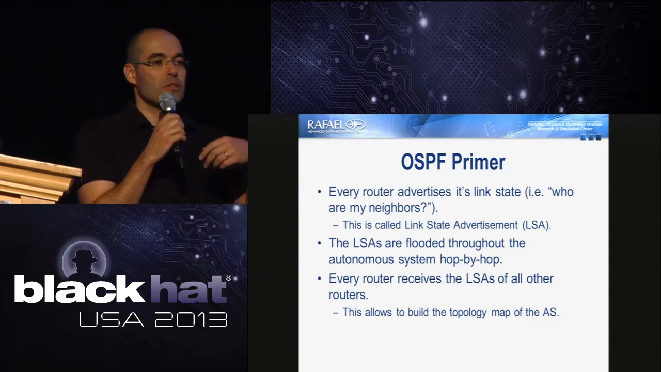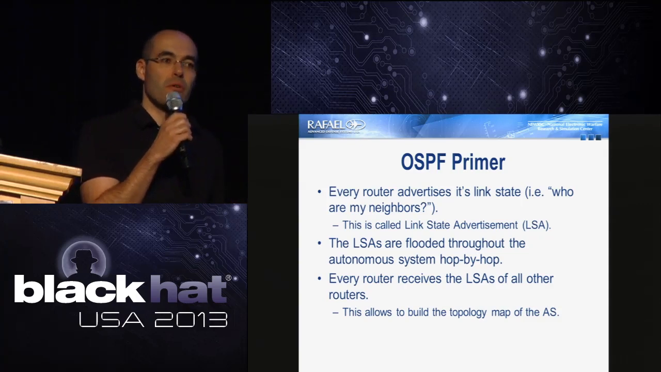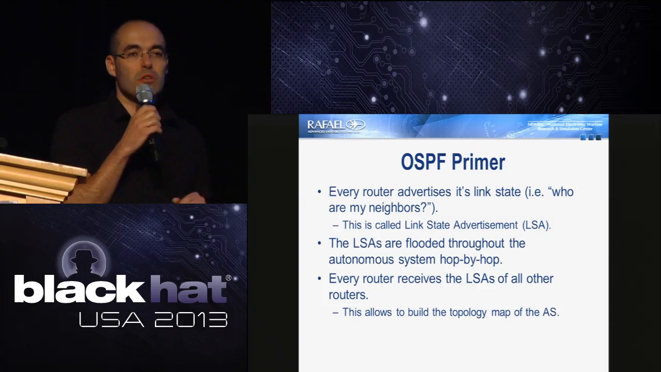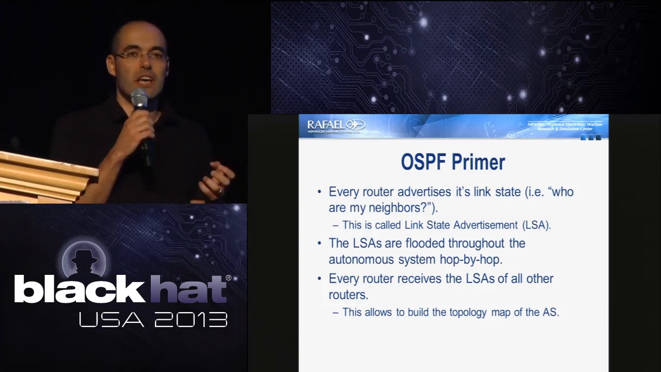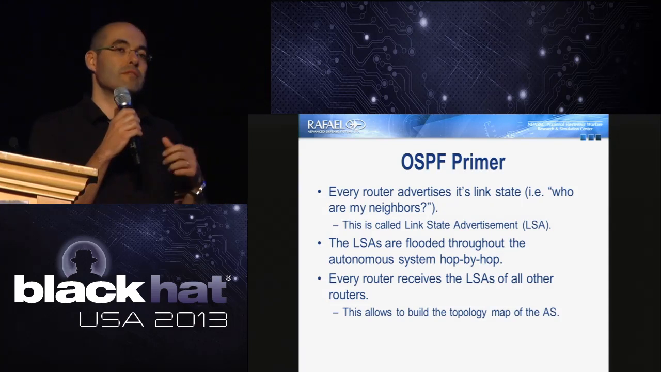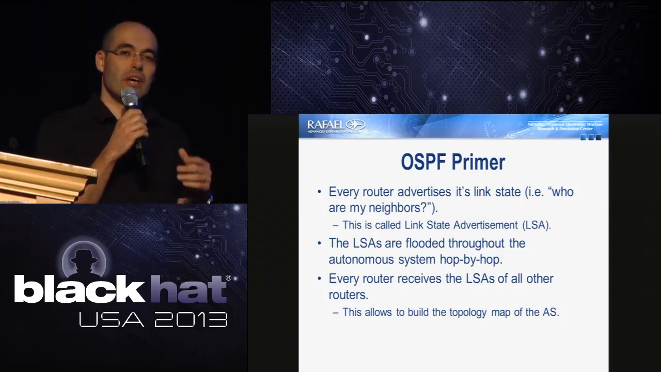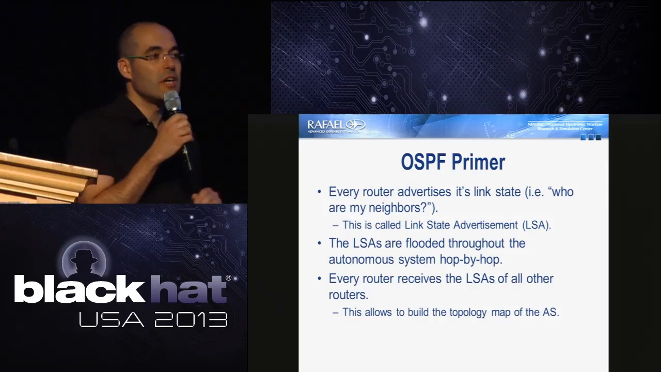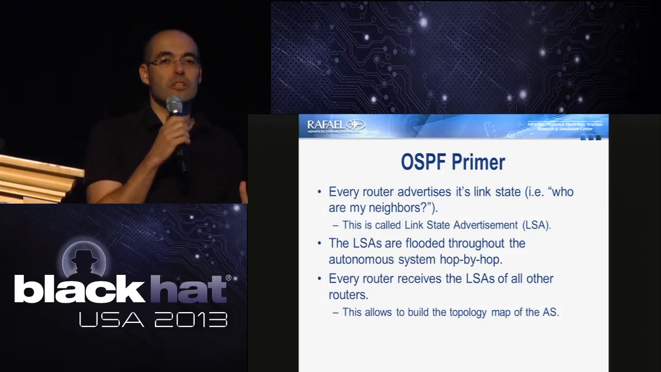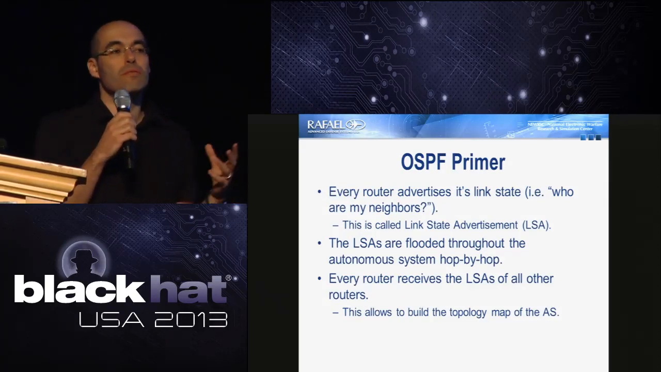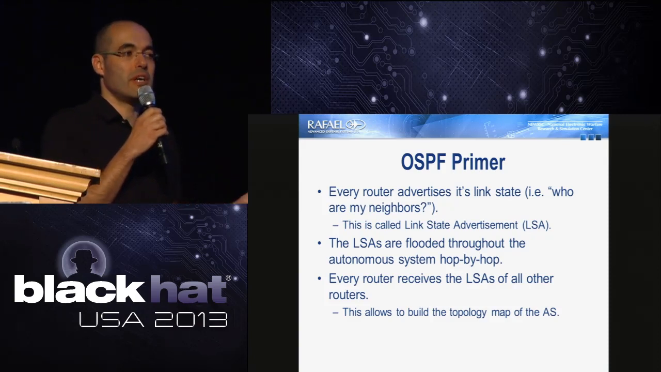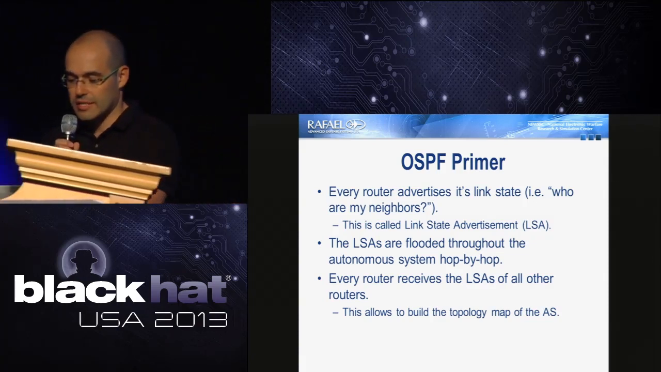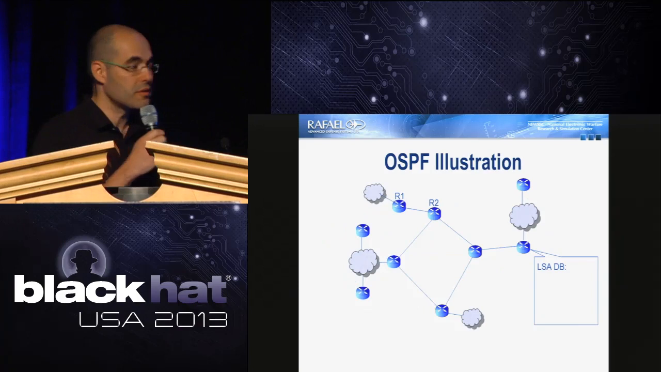They advertise it to all their immediate neighbors, and so on and so forth, until all the routers receive this LSA. This means that each and every router receives the LSAs of all the other routers. And now every router can compile its view of the autonomous system topology. Based on this view, the router can calculate its routing table. Now let's see an illustration of how it works.